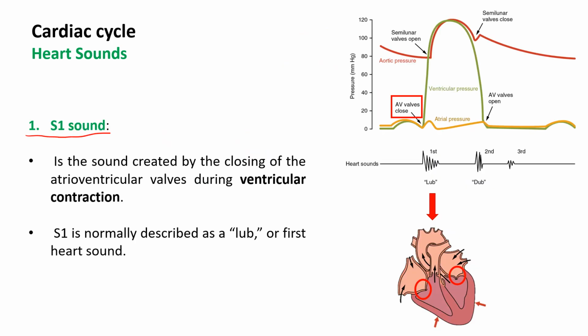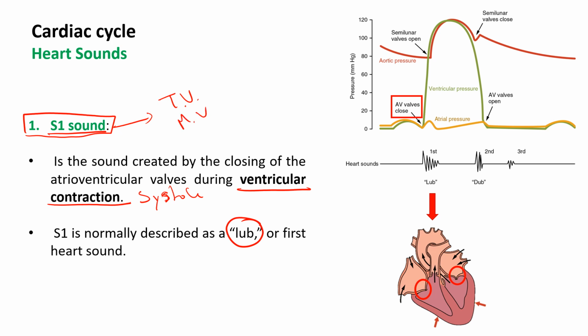Let's see the S1 sound in more detail. Remember, S1 is the louder sound, described as a lub. Remember that the sound 1, or S1, happens when the ventricles contract, so that means systole. And recall that during systole, the valves that close are the tricuspid valve and the mitral valve. I want you to also look at this graph and notice that we have 0, 20, 40, 60 millimeters of mercury.